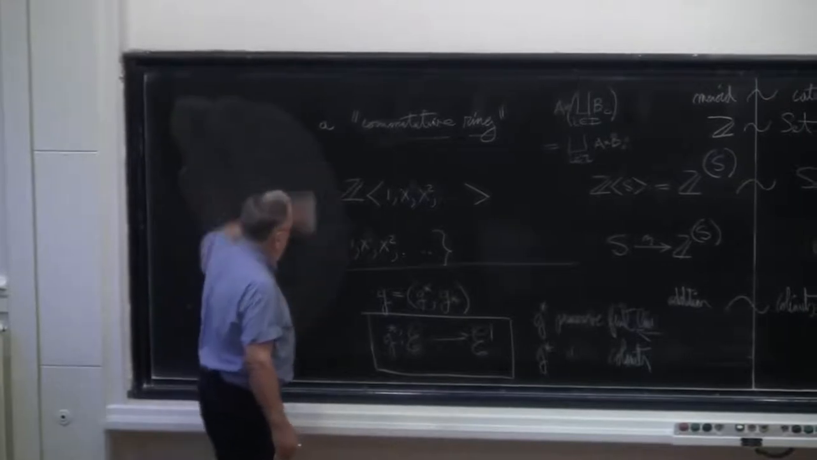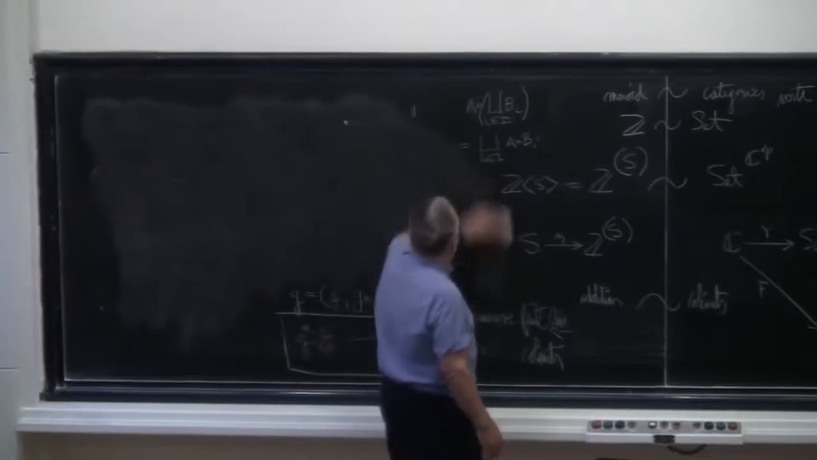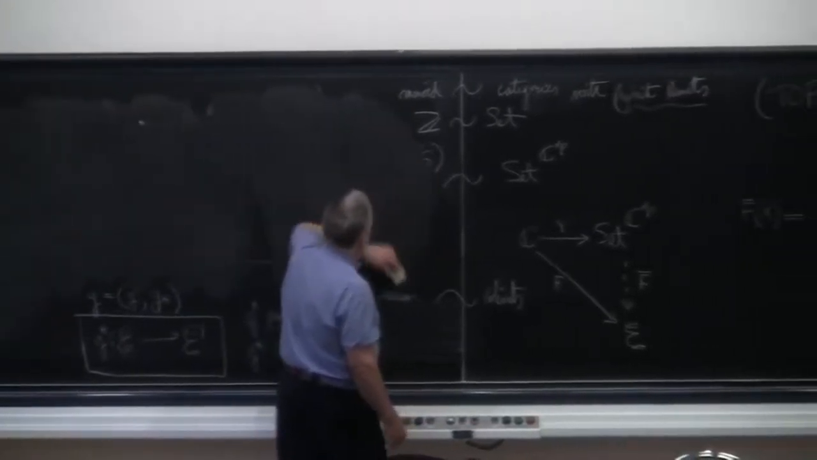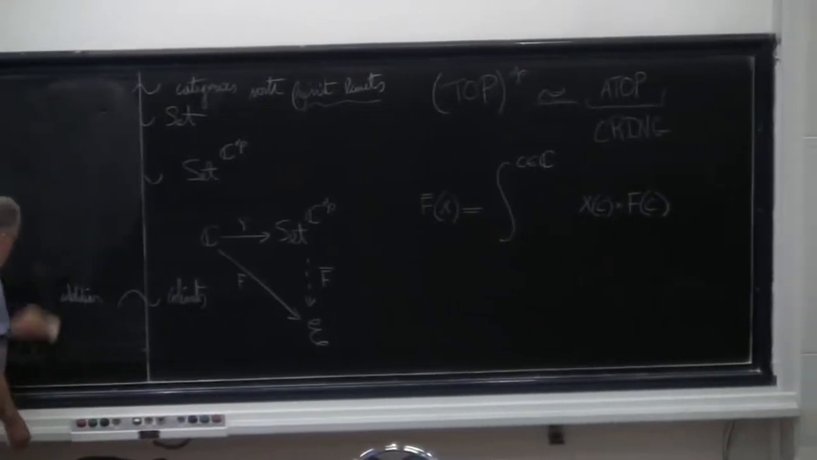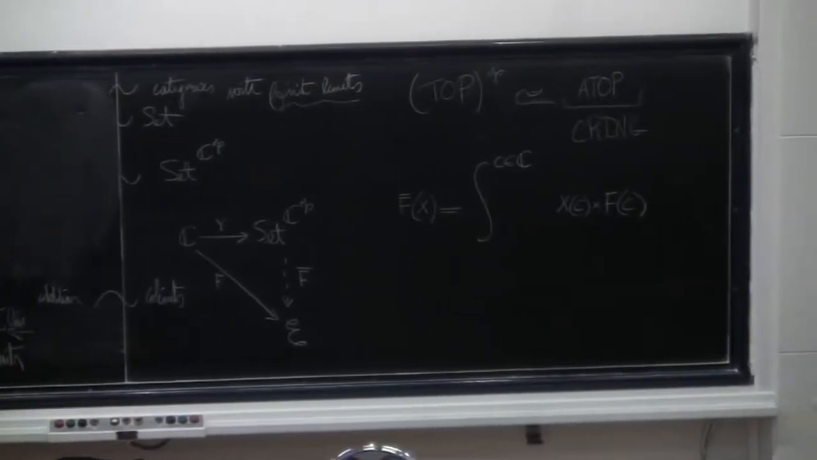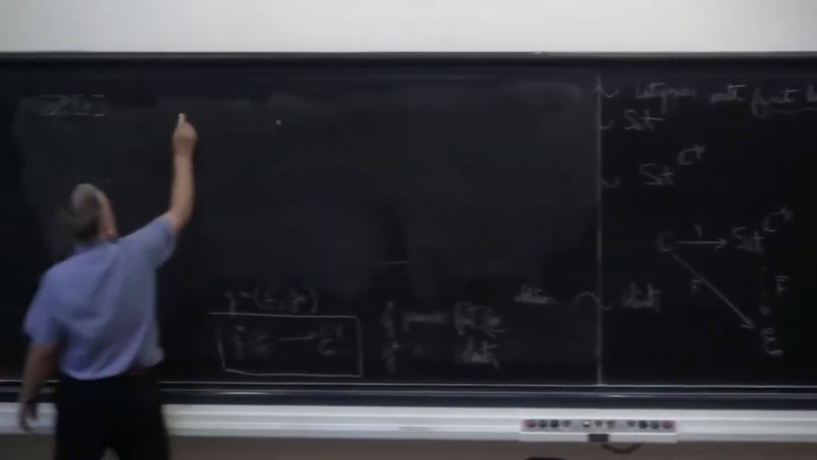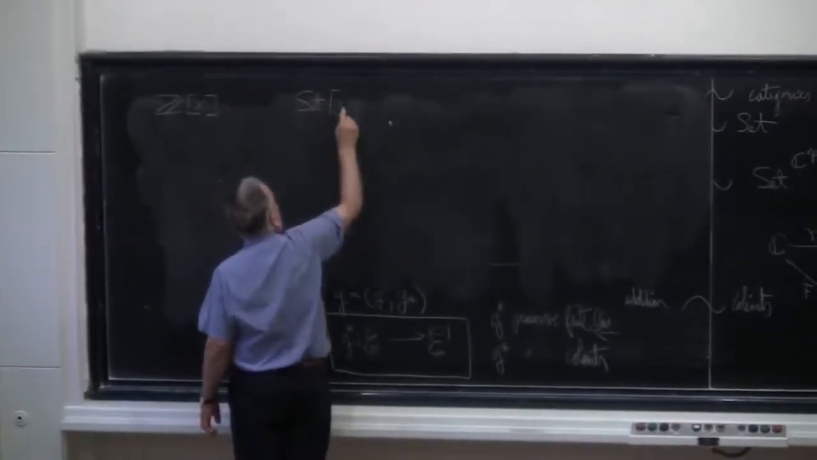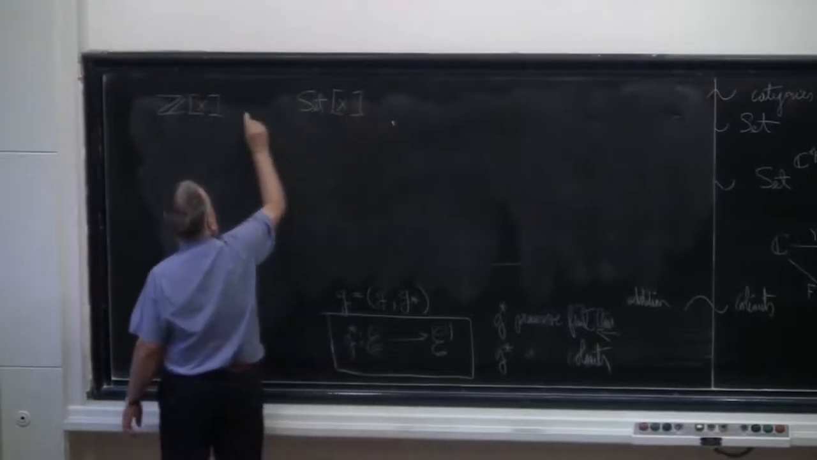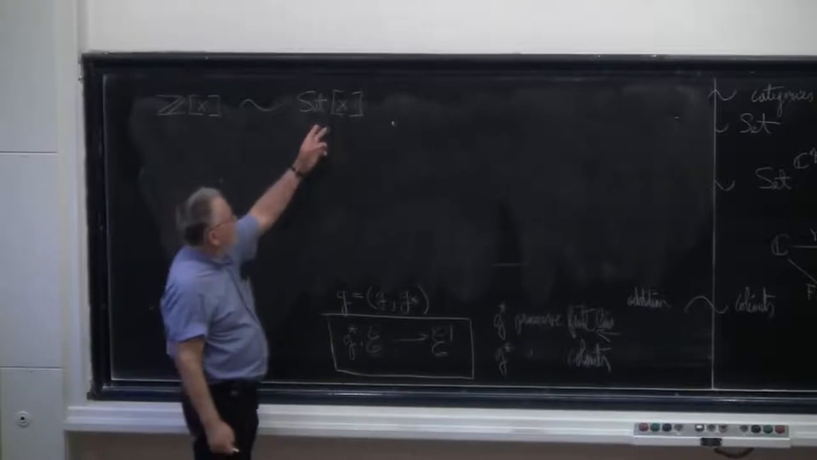Okay, so let's follow the recipe of constructing the polynomial ring in a topos sense. So on one side we have Z[x], and on the other side we have something called the classifying topos, Set[X], right? This is the other. So how do we construct that?